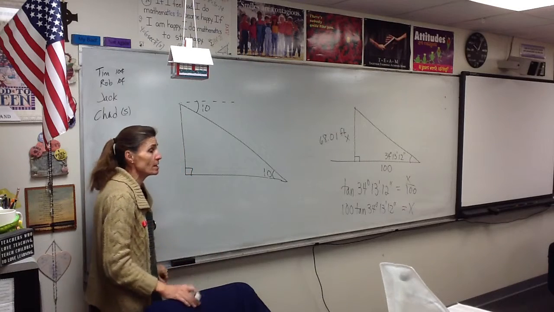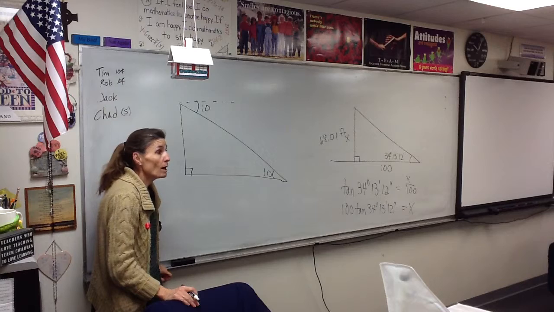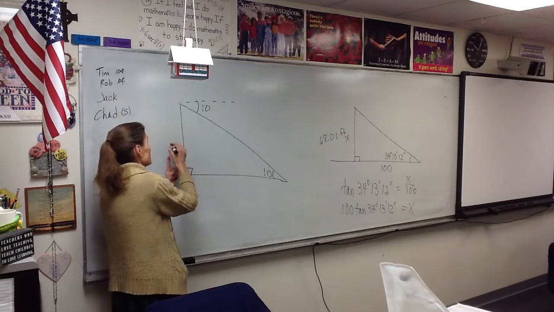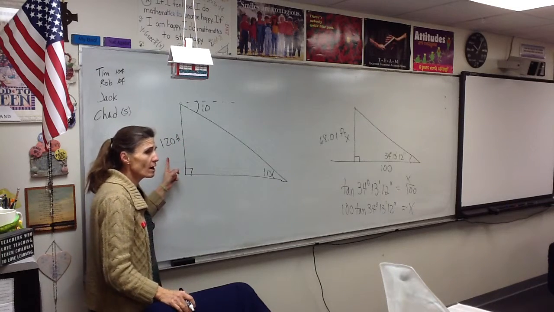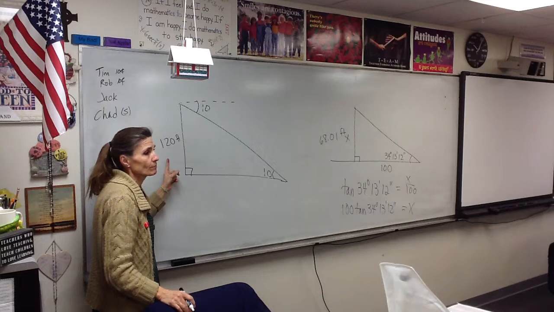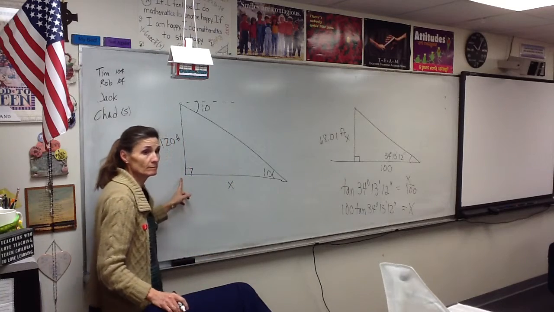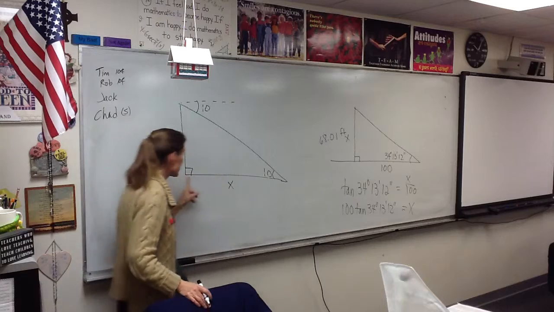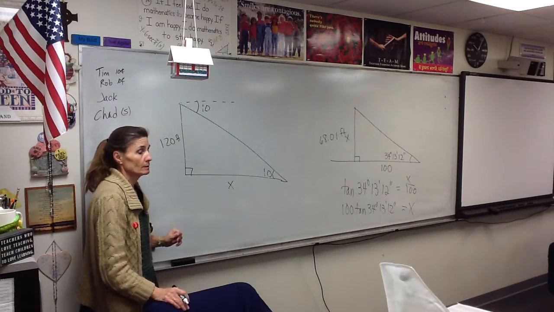Now what else do I know? I know the height of the lighthouse. How tall is the lighthouse? 120 feet. What am I trying to figure out? How far the base of the lighthouse is from the buoy. Oh, we're trying to find the length. Here's the buoy. Here's the base of the lighthouse. How far is it?